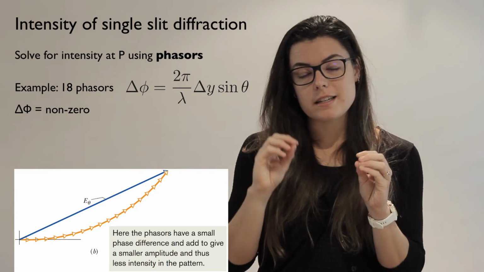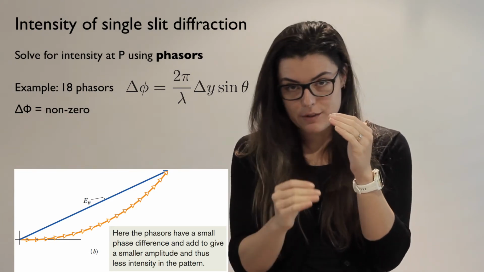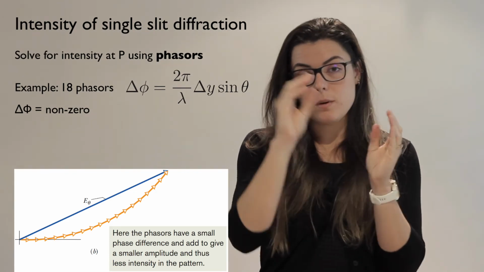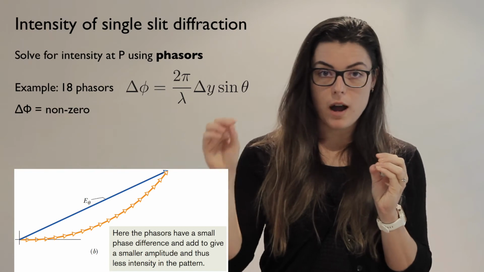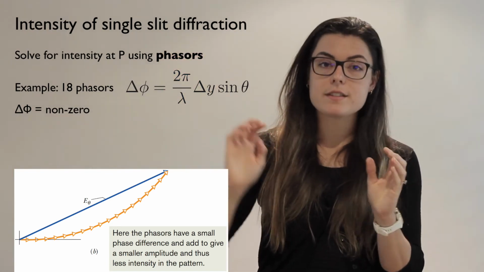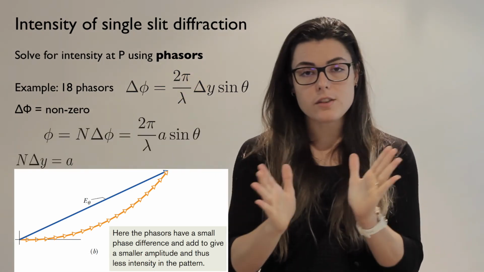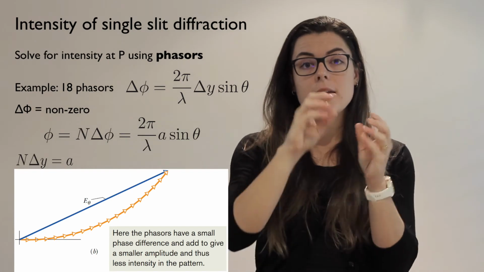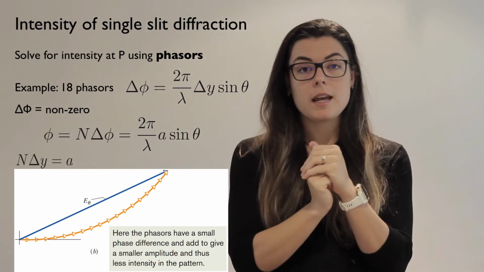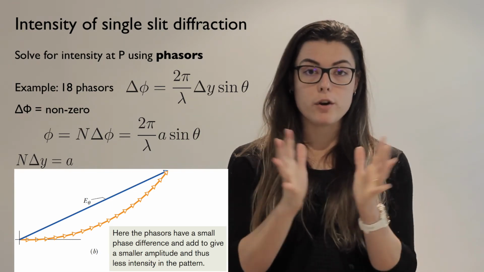So each phasor is going to have a phase difference that is different from the adjacent one. Remember from our equation before, delta phi equals 2 pi divided by lambda, delta y sine theta. Therefore, similarly to the magnitude that we found before, the total phase difference is going to be N multiplied by delta phi. So we're going to multiply that by the number of zones that we've broken up our single slit into. And that's going to be our total phase difference.